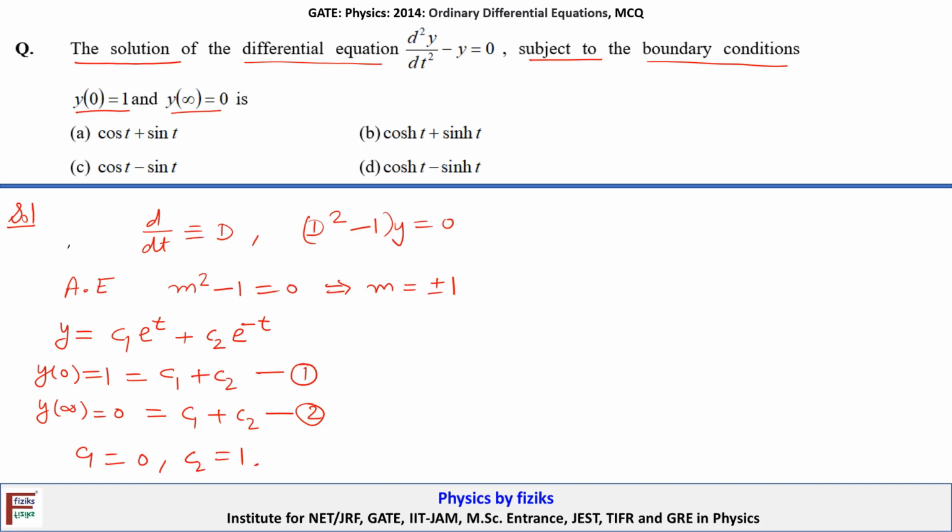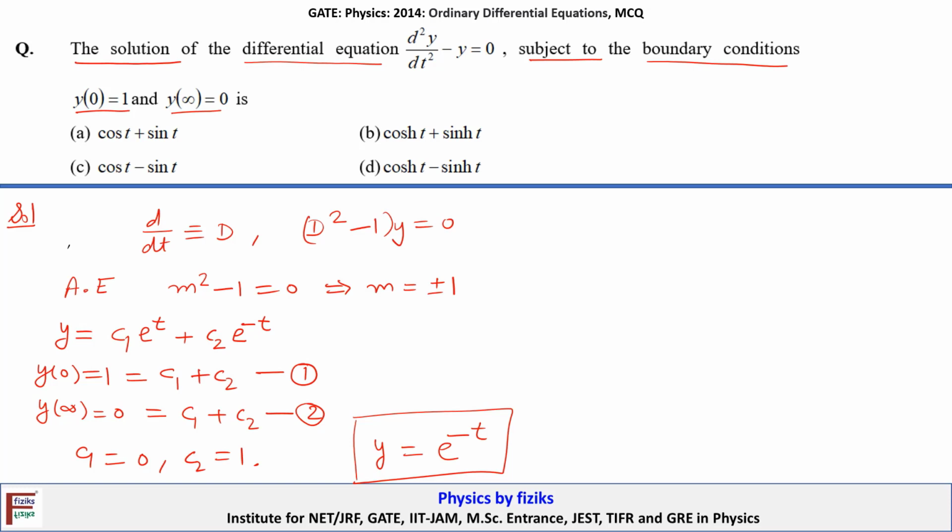Now the final solution of this differential equation, by substituting the value of the arbitrary constants, we can write as y is equal to e to the power minus t. Now this solution does not match with any of the options, therefore we need to convert this exponential into some hyperbolic or some circular trigonometric function.